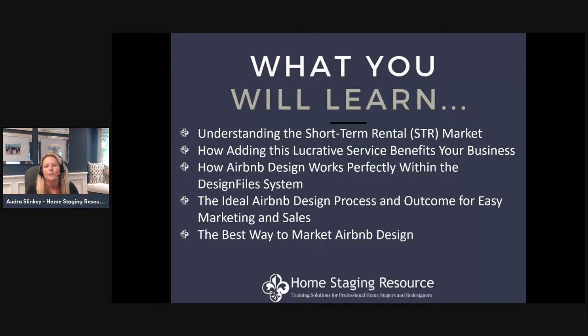The ideal Airbnb design process for clients, the client intake and outcome for marketing and sales, because marketing isn't just about how we reach out to and get our clients. It's about how, after the outreach, we bring them into our process, get the right clients and close them. So I'm going to include a lot of that process in there, and also the best ways, of course, of marketing Airbnb. So we have a lot to go over.